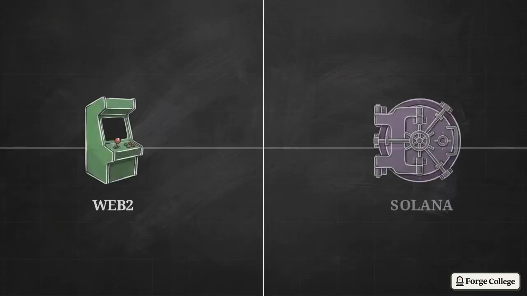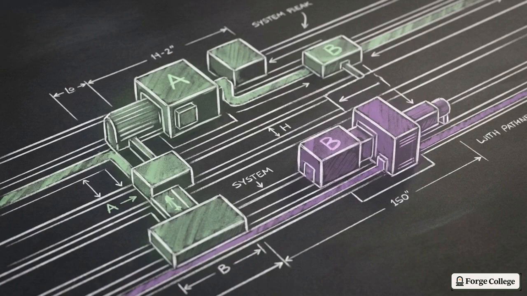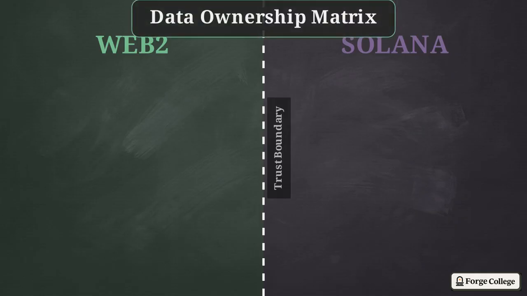Creating a hybrid app architecture blueprint is the only way to safely bridge that fast user experience with secure blockchain ownership, keeping everything running smoothly without causing chaos. Looking at this split-screen architecture map, we need to draw what are called trust boundaries. The left side, in green, represents our Web 2 systems, and the right side, in purple, represents Solana. The first rule of setting this up is that you must explicitly declare which system is the ultimate boss of each specific piece of data.